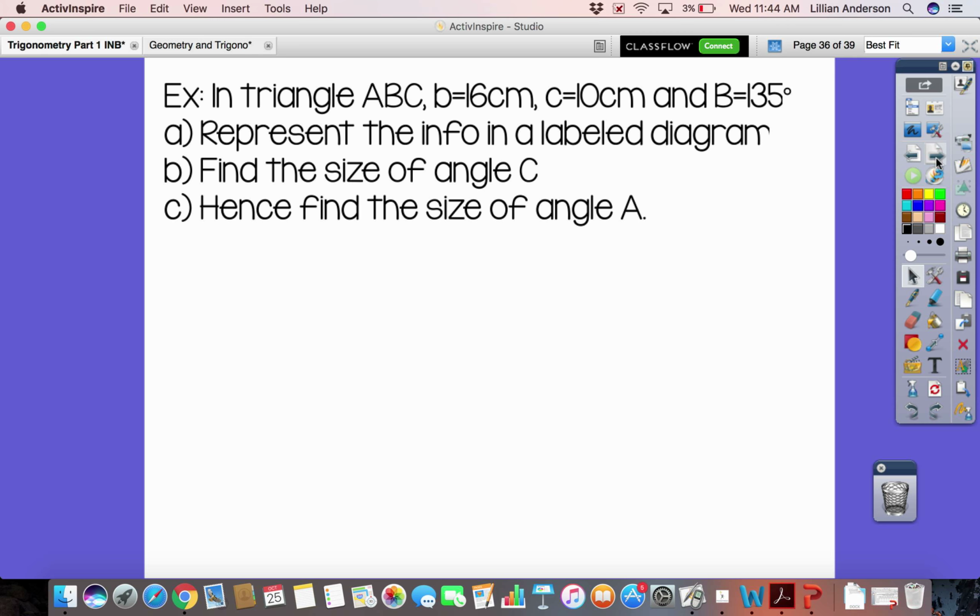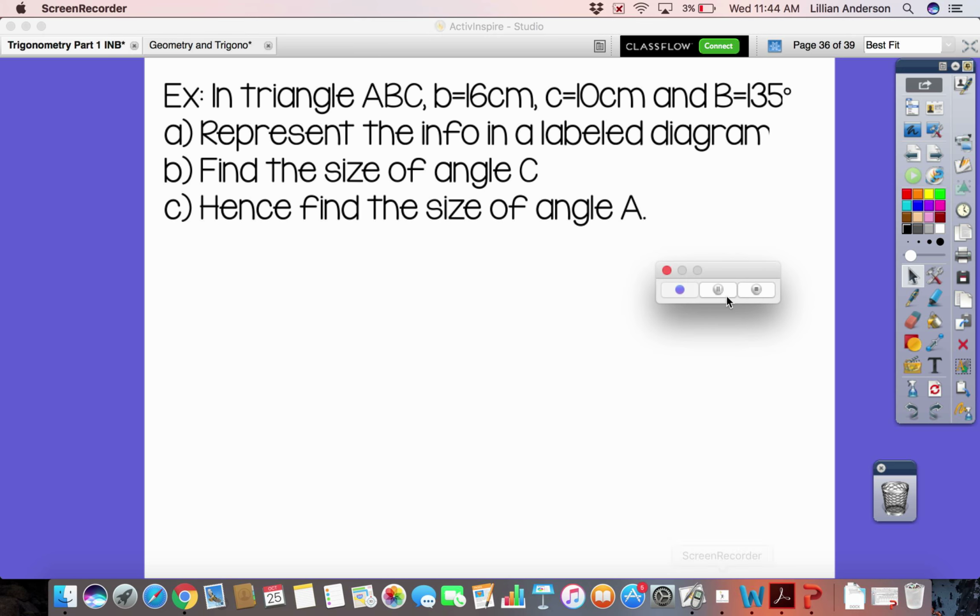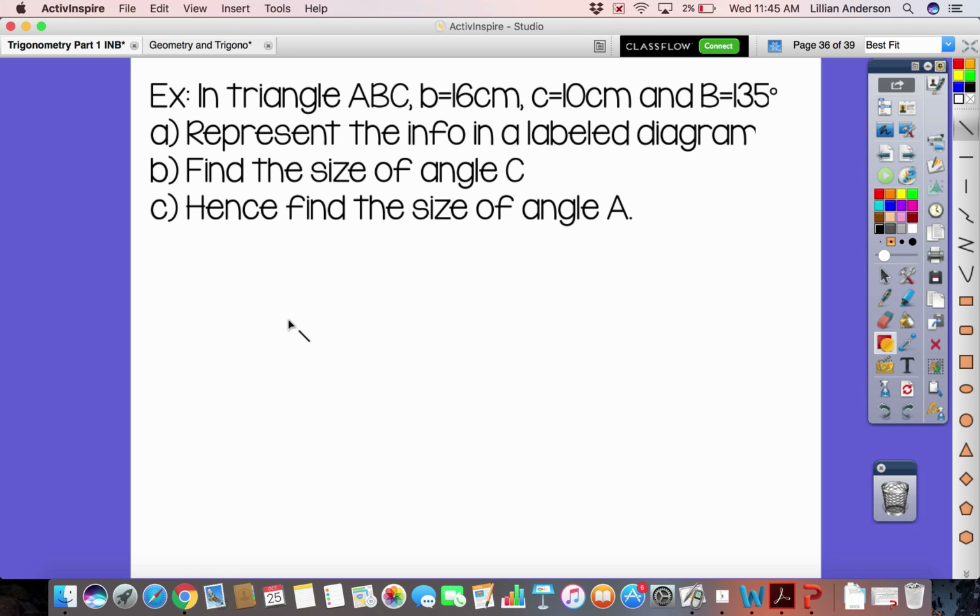In triangle ABC, b is 16 centimeters, c is 10 centimeters, and B is 135 degrees. You need to represent this information in a labeled diagram. You need to find the size of angle C, and hence find the size of angle A. So the first thing is we've got to draw a picture. Okay, so we need a picture. And pictures are always helpful because you want to have an idea of what type of triangle you're dealing with.